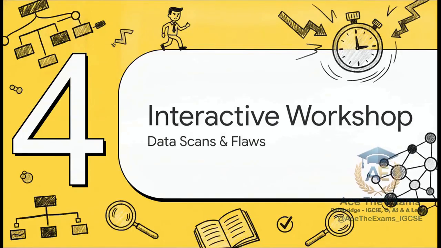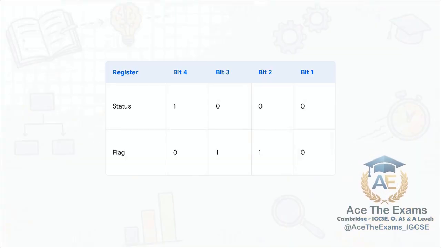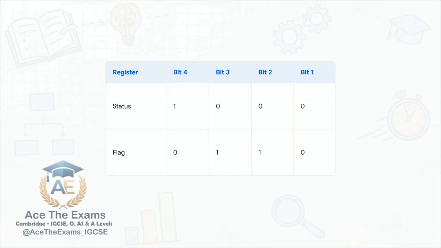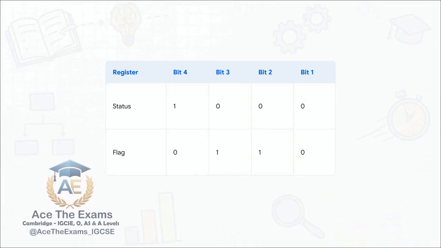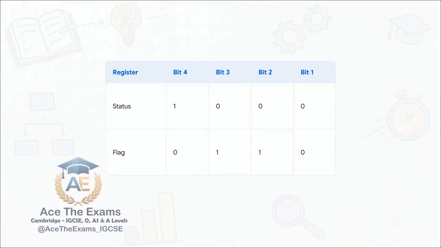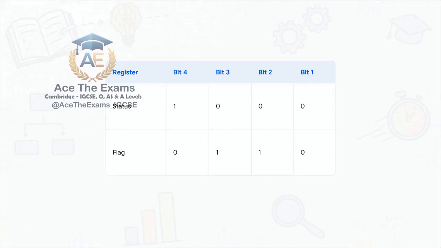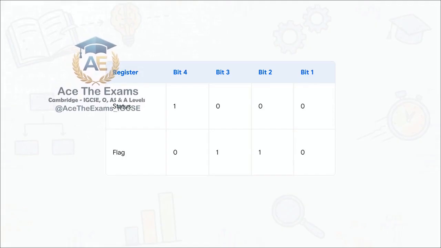Section 4, Interactive Workshop, Data Scans, and Finding Flaws. Okay, it is time to get hands-on. Data interpretation is absolutely critical for this heist. When you are scanning a complex data matrix like the one you see here, you need to extract meaning from binary representations almost instantly. Look closely at the table.